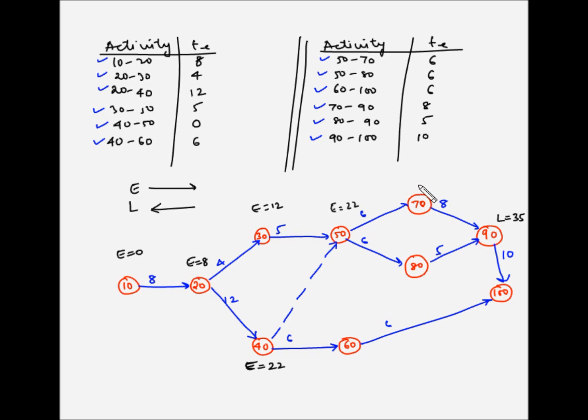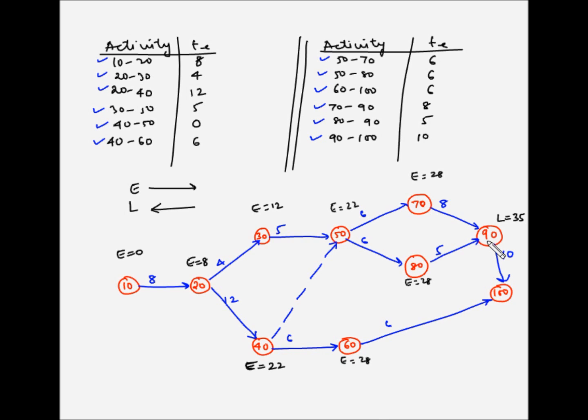Now for event number 70, the earliest occurrence will be 22 plus 6, which is 28. For event number 80, the earliest occurrence will be 22 plus 6, which is again 28. Now for event number 60, the earliest occurrence will be 22 plus 6, which is 28.